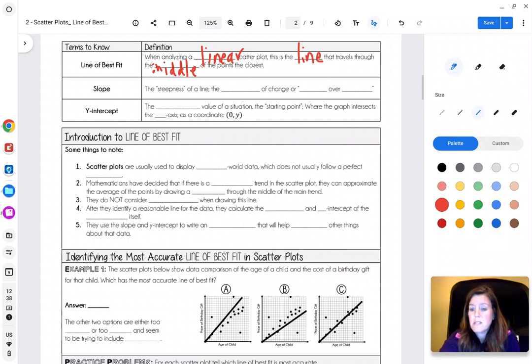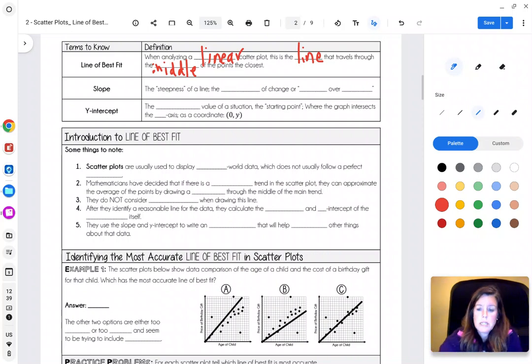So line of best fit, that's really the definition. When you're looking at a linear scatter plot, points that are going in a straight line, not going up and down and having a curve, a line of best fit is that line that travels through the middle of the points the closest. The way that I've always taught this is you want to have an equal amount of points above and below the line, and also on the line. So you don't want to draw your line of best fit with only 1 point above and then 10 points below it, because you're not going through those points the closest.